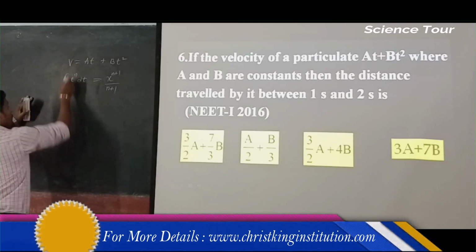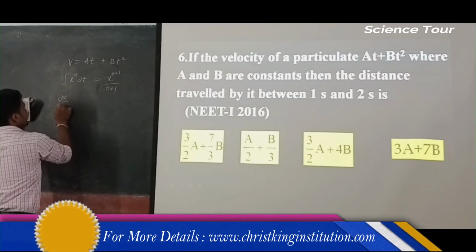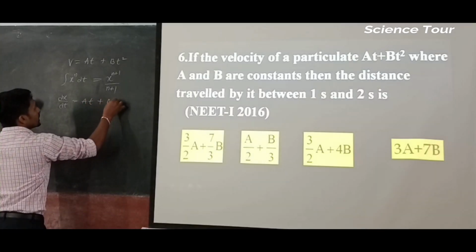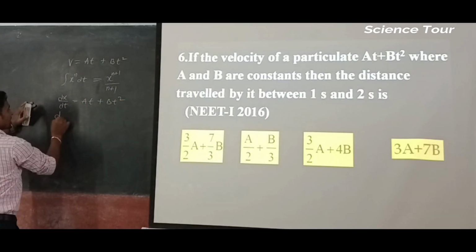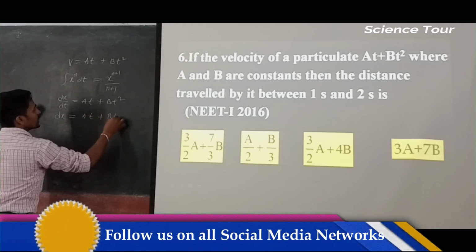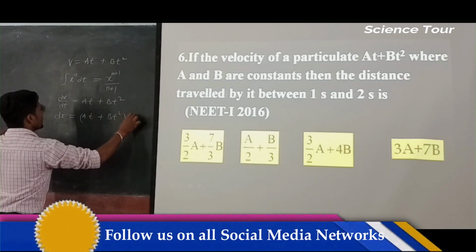Now they have given v, meaning dx by dt, which is a into t plus bt square. So dx you can write as a into t plus bt square dt.